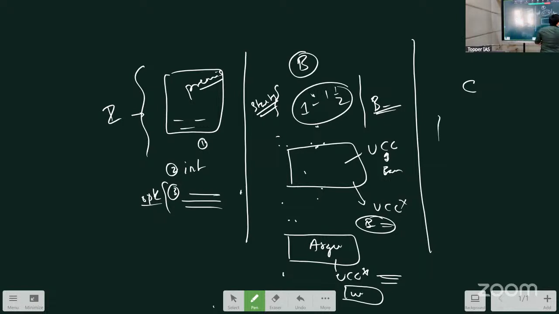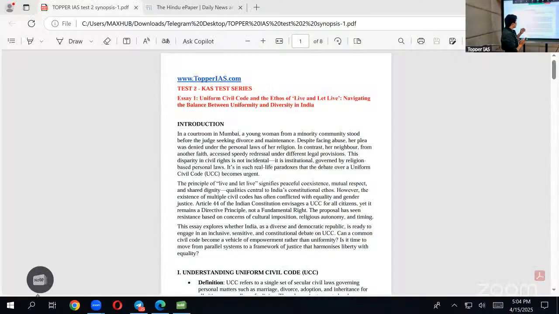Then the last is the conclusion. Remember, a conclusion is always optimistic or positive. Otherwise you can take a middle path also. And for this essay, I prefer the middle path. I will tell you why later. So with these basics, we'll go on to the topic.